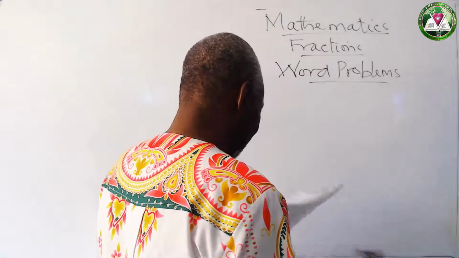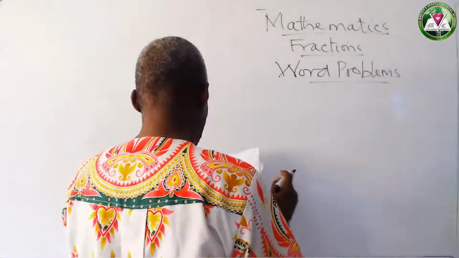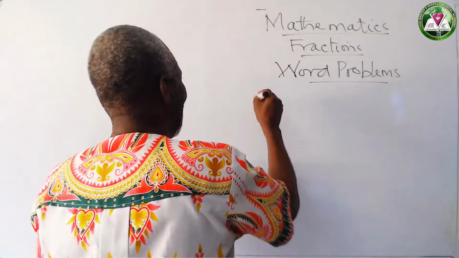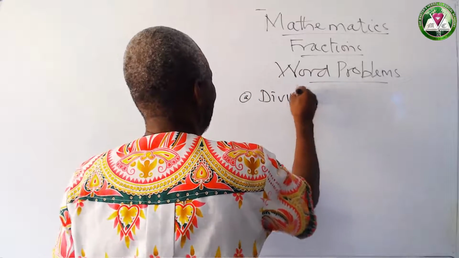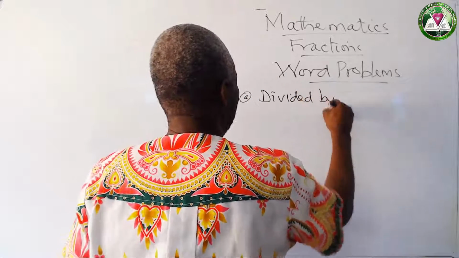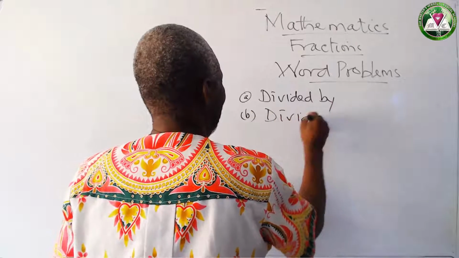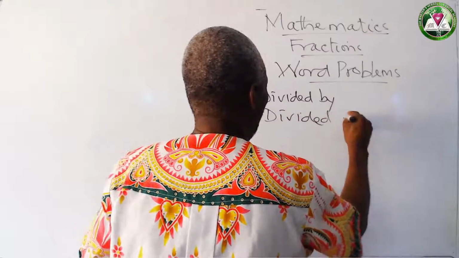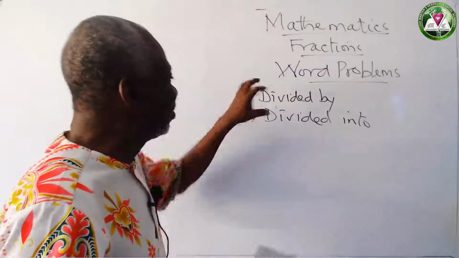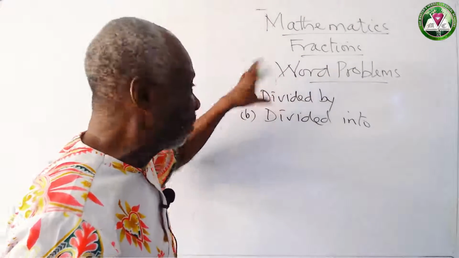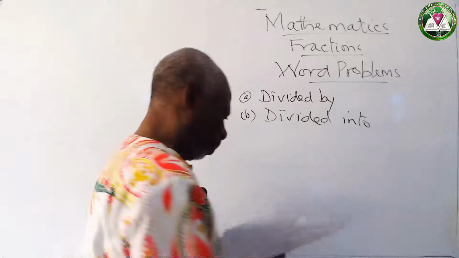Remember that we said that there are two things that confuse there. And what are they? A divided by, and B divided into. They are not the same. We have seen division there, divided, we have seen it, but they are not the same. So let's take an example to illustrate that.